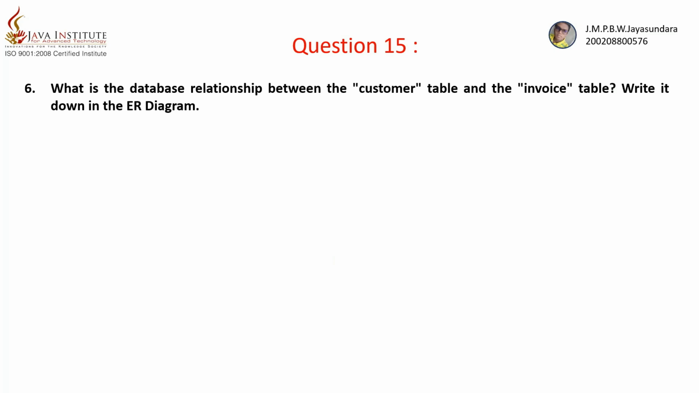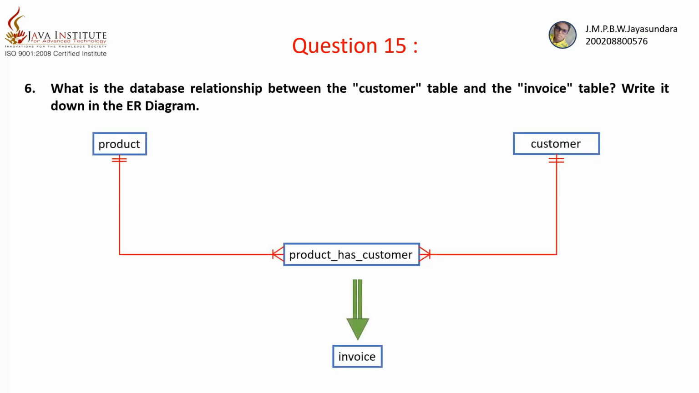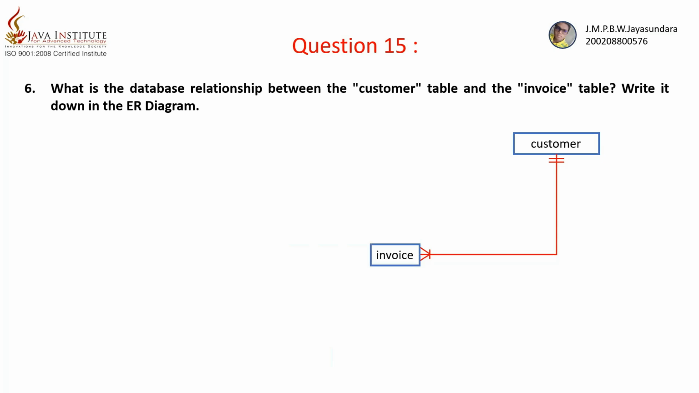In the sixth question, it asks, what is the database relationship between customer and invoice table? Write it down in the ER diagram. Here we have our fourth question answer. In here we have our invoice table. Since it only asks about customer table and invoice table, we can remove product table for now. Here we have our invoice table and customer table. As you can see, it's a one-to-many relationship.